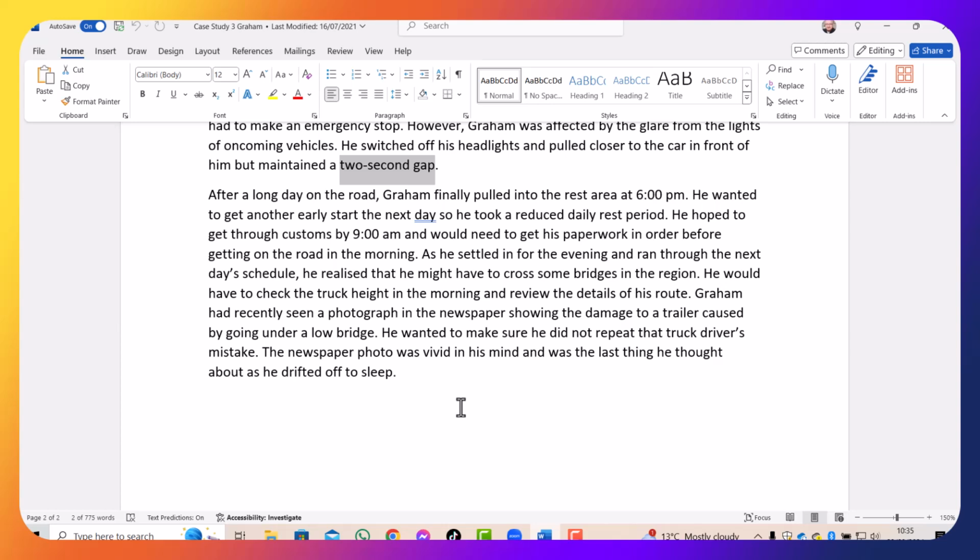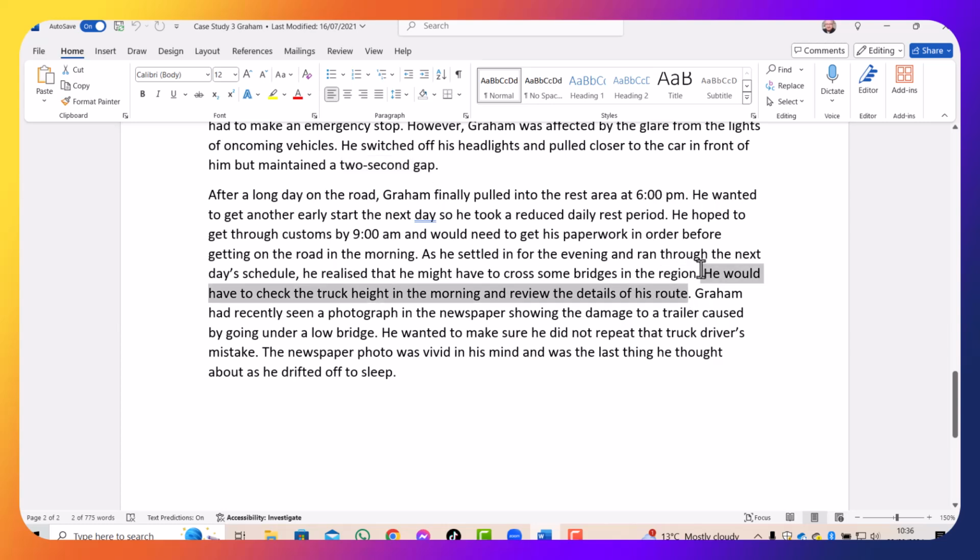He wanted to get another early start the next day, so he took a reduced daily rest period of 9 hours. He hoped to get through customs by 9 a.m. and would need to get his paperwork in order before getting on the road in the morning. As he settled in for the evening and ran through the next day's schedule, he realised that he might have to cross some bridges in the region. He would have to check the truck height in the morning and review the details of the route.